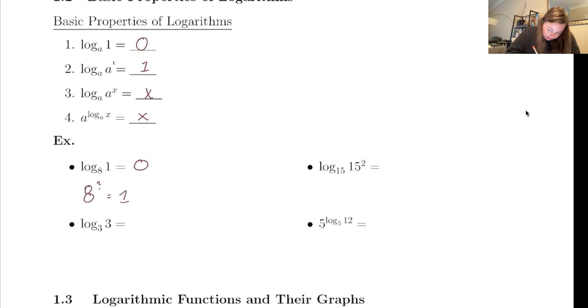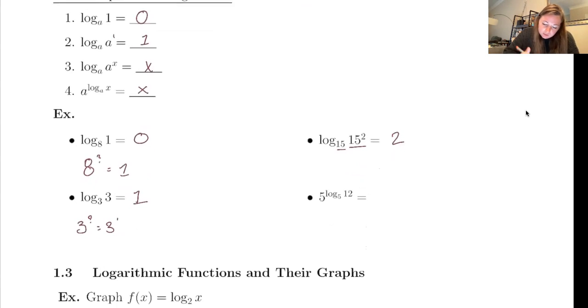Log base 3 of 3. So like 3 to the question mark equals 3. Well, I know that anything on its own is just raised to the first power. So that would be 1. What can I raise 15 to, to get 15 squared? Well, I would just square it. So I would raise it to the second power, to 2.